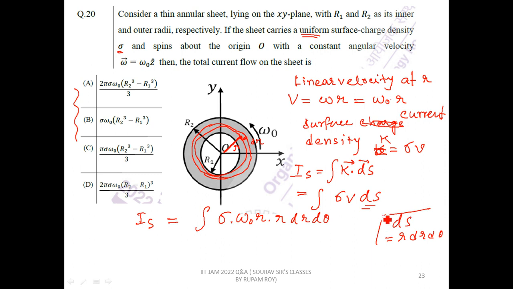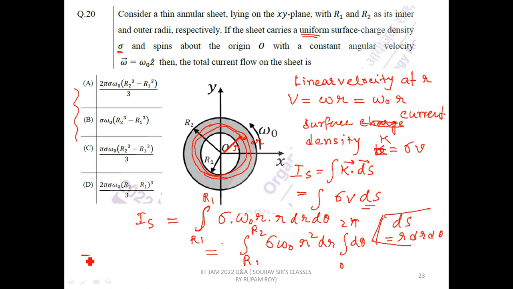We know this. And what will be the limit of the integration? That will be from r1 to r2, as the radii of the disc are r1 and r2. r1 is the inner radius, r2 is the outer radius. So let us integrate this term. This is equal to integration r1 to r2 of sigma omega 0 r square dr, into integration 0 to 2 pi d theta.